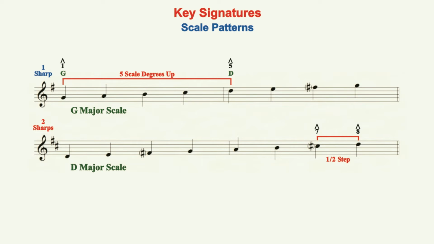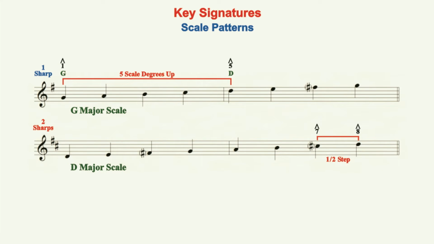If we now construct a D major scale using the established whole step half step pattern, as in the illustration, we find that the key signature for D major now contains 2 sharps. The F sharp, retained from the key signature of G major, 5 scale degrees lower, and a C sharp, which represents the 7th scale degree defining D major.